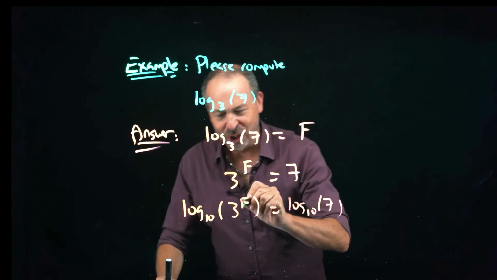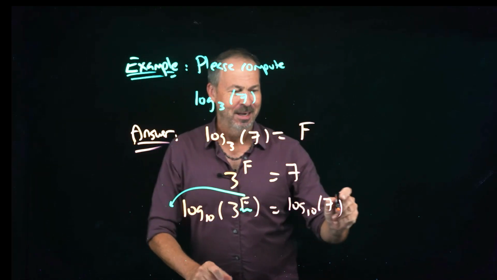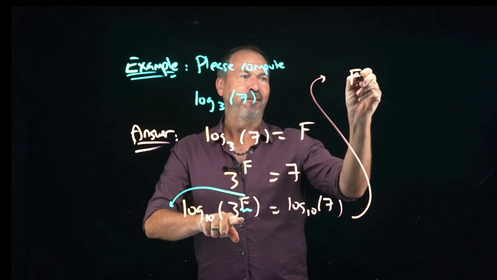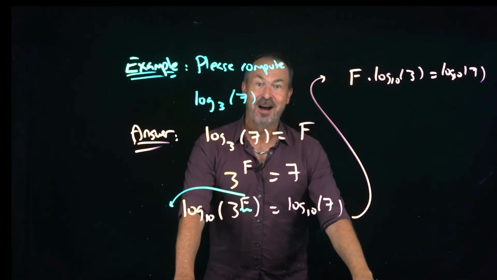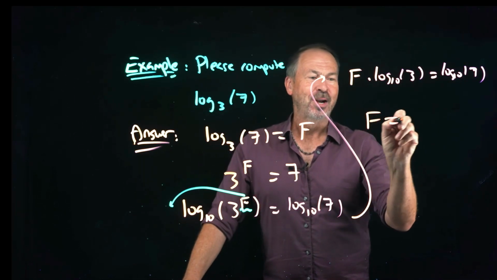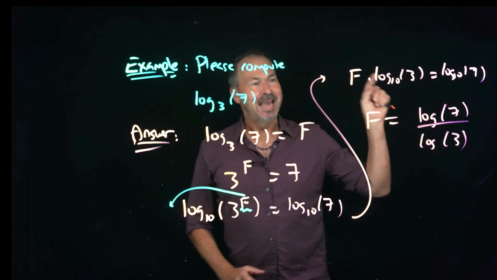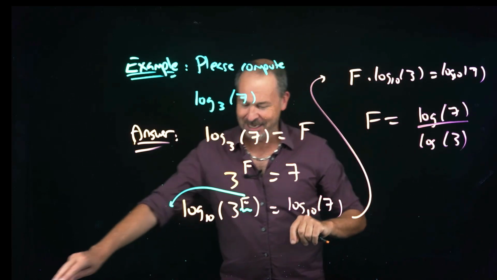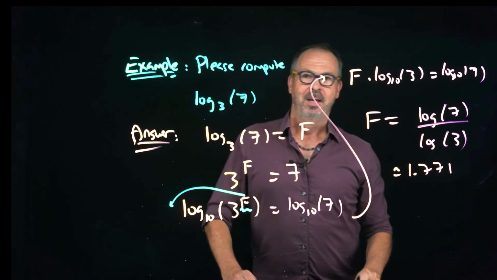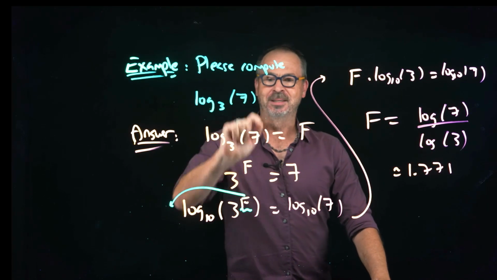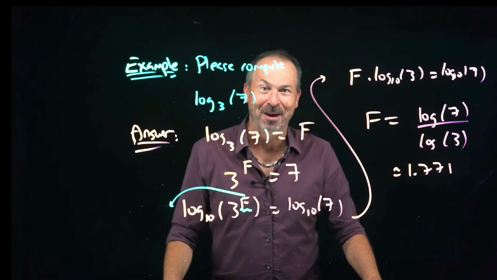And what does that do for us? Well, hitting with a log shakes down any exponents you've got. F at the top gets shaken down and put out front. So this tells me that f times the log base 10 of 3 equals the log base 10 of 7. Divide both sides by log base 10 of 3. Frederica is actually the log of 7 divided by the log of 3 in base 10. And now I can go to my calculator, work that out, and I got about 1.771. 3 to the 1.771 is about 7. We did it. We found that value using our calculator, even though our calculator does not have a log base 3 button. Grand.